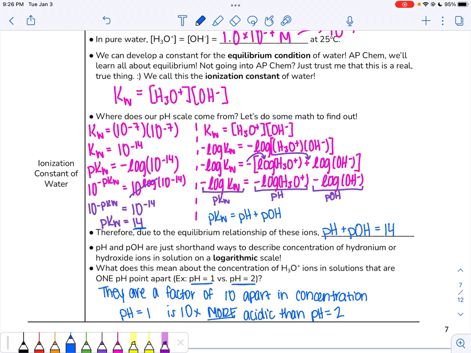So this is where our pH scale comes from. It comes from everything we need to know about water. Next we're going to talk about how to actually calculate pH and pOH in solutions.